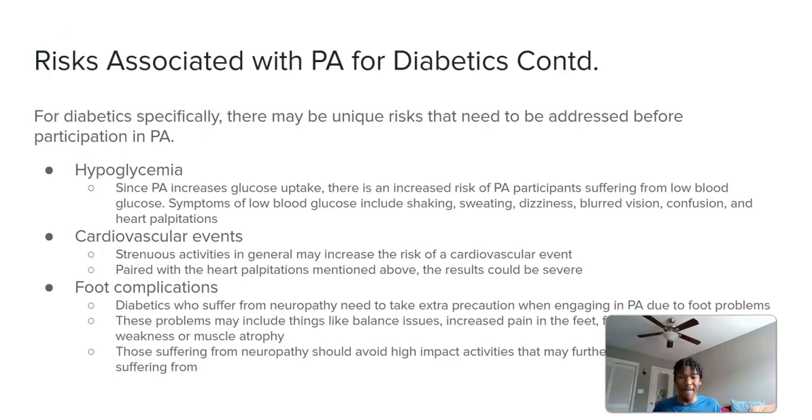atrophy. And that was something we mentioned from the abstract before, how the lower body strength of the diabetics in the neuropathy study actually increased with resistance and aerobic training. That being said, definitely avoid high impact activities such as sprinting or jumping that may further the symptoms you're suffering from. And this is actually our last slide.